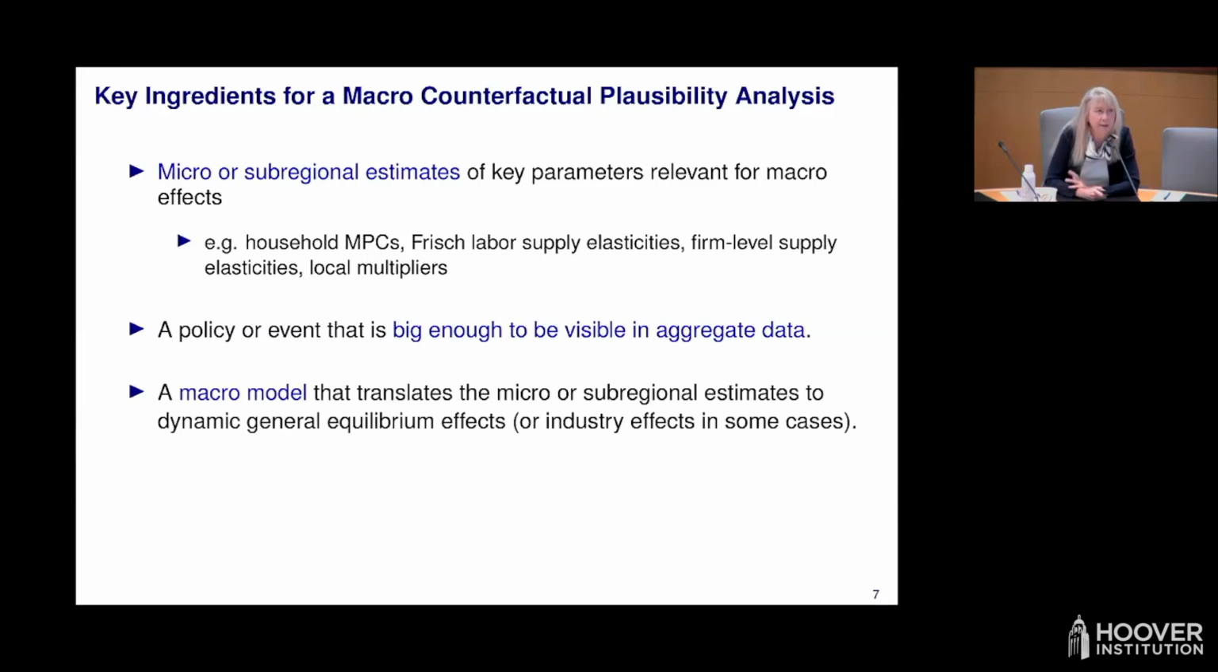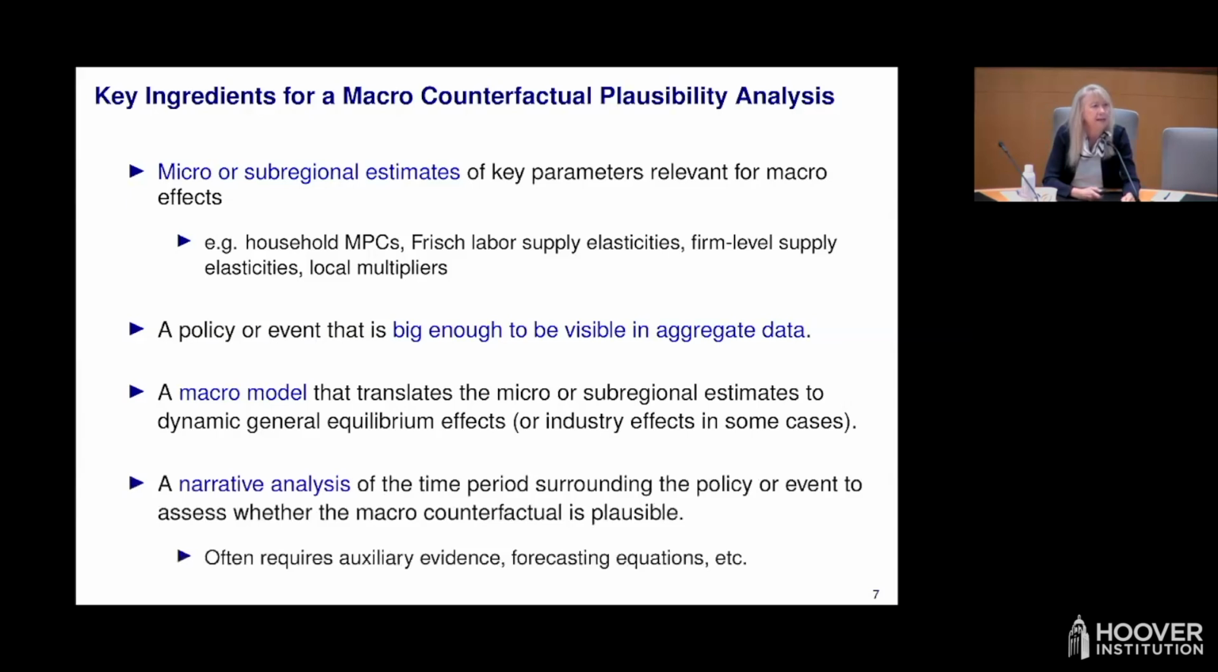You also need a macro model that translates the micro or subregional estimates to dynamic general equilibrium effects. We focus on macro, but you could also do this at the industry level. So for example, you could see if something's big relative to the industry, given some, say, estimate of firm supply. And then you need a narrative analysis of the time period surrounding the policy or event, because you need to make the case for whether the macro counterfactual is plausible or not. All right. This often requires auxiliary evidence, forecasting equations, lots of reading about what was going on in the time period.